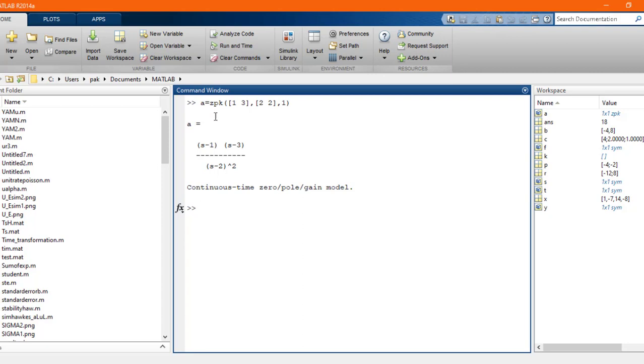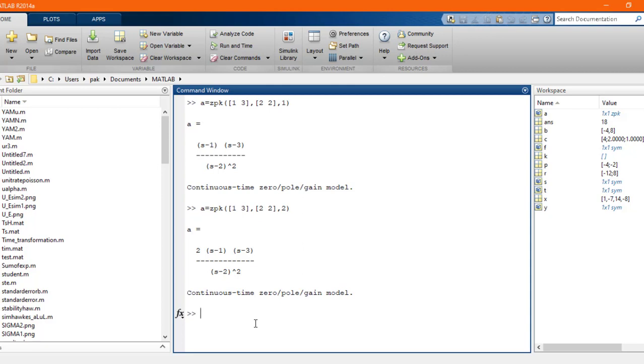Then we have two poles I have mentioned at 2 and 2, so it would be s minus 2 into s minus 2, which is basically s minus 2 squared, and then the gain, which is 1, and it doesn't need to be mentioned over here. We can even change it to be 2, and you can see that 2 appears over here. So that's for the ZPK model.